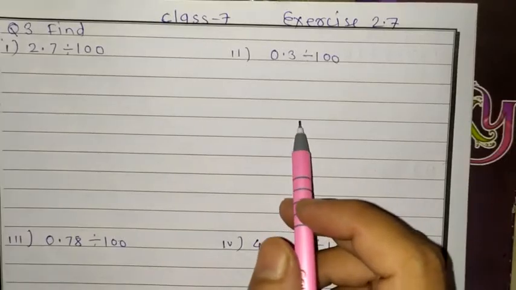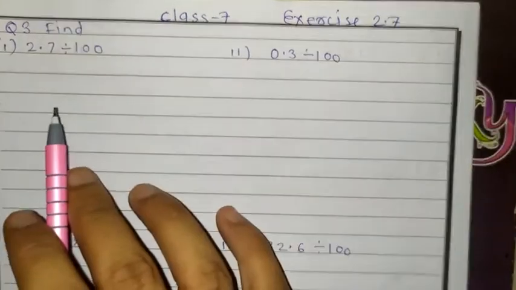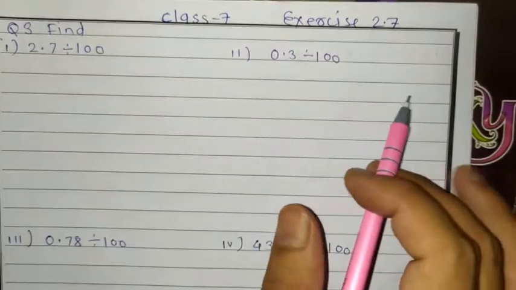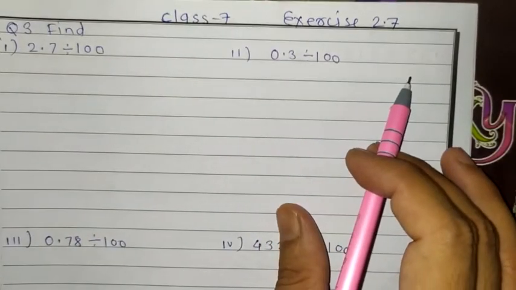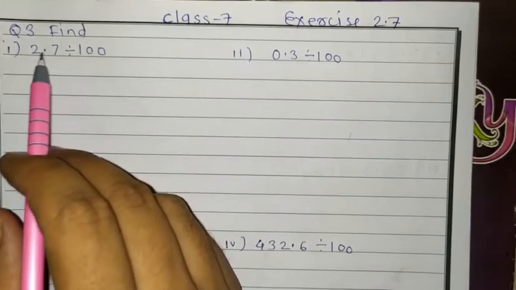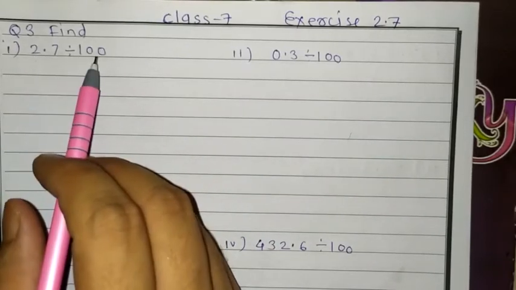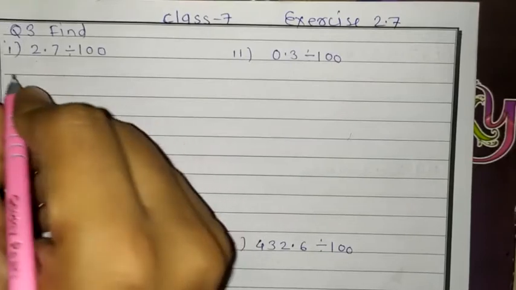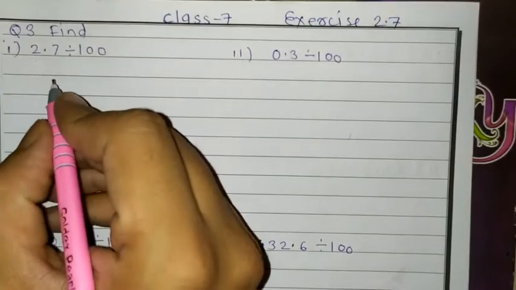Hello student, in class 7 exercise 2.7 we are in question number 3. So again the division process is there. Here we have two numbers, one is a decimal number, the second is a whole number. So let's get started now.